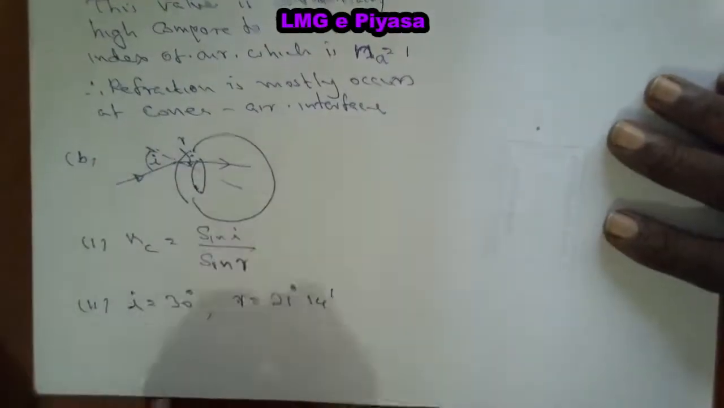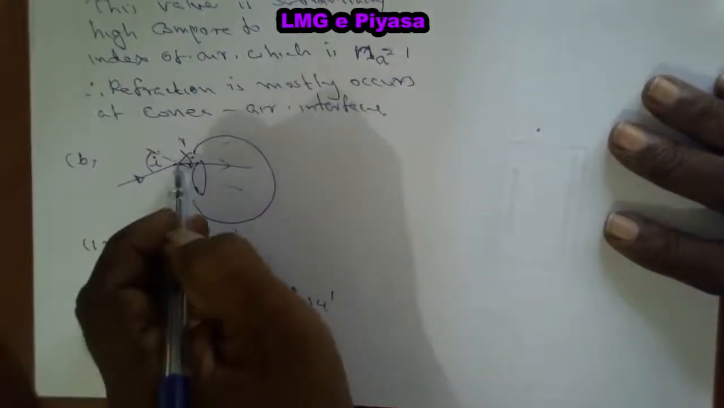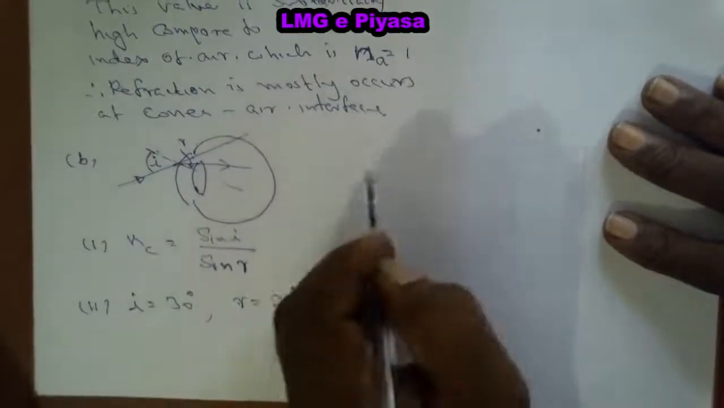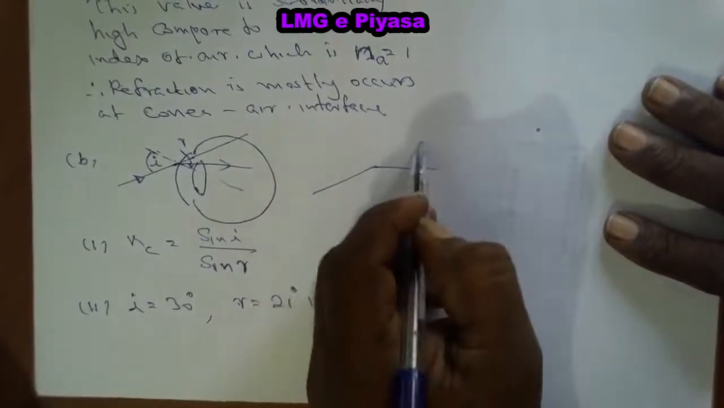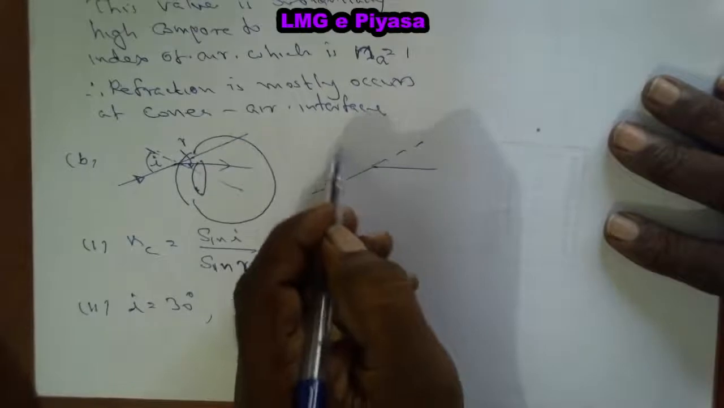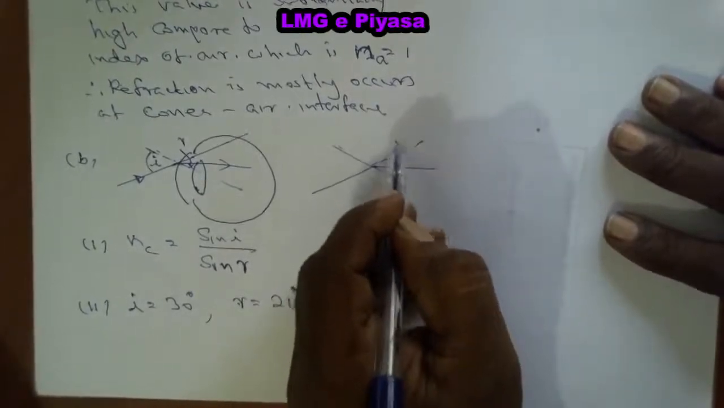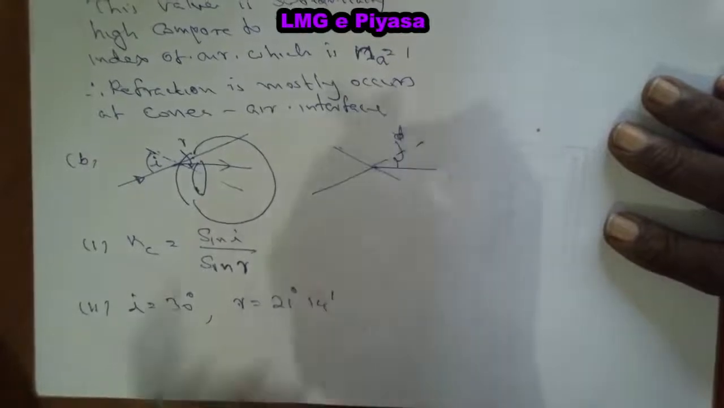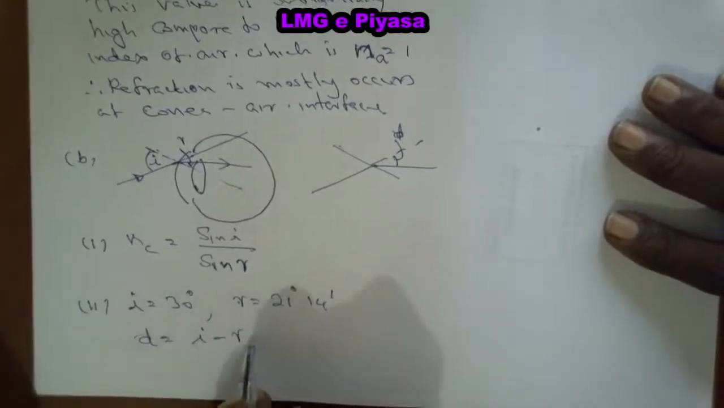But they are asking the angle of deviation. What is the angle of deviation? So this is the angle of deviation, right? Angle of deviation D. So D equals I minus R.